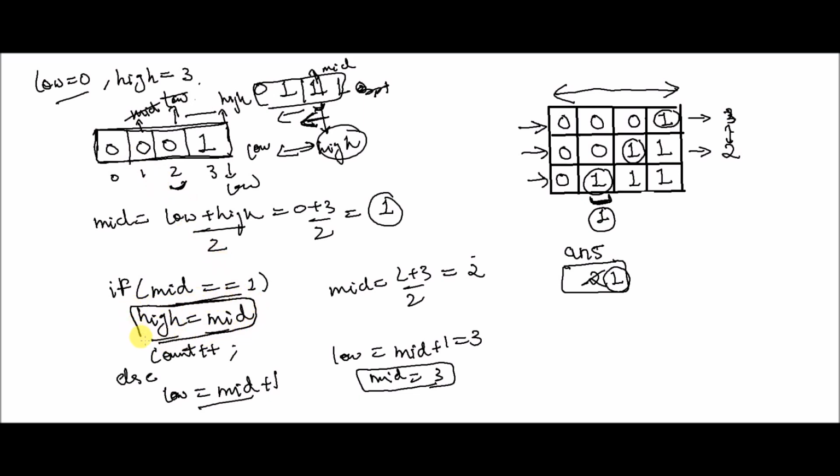Just concentrate on this part: at last, the index of 1 will be stored in high. After coming out of the loop, high will contain the index of the leftmost one. We just need to do this for each row, and whichever row gives the smallest leftmost one's index, I'll return that, and that's simple. So now let's jump onto the coding part.